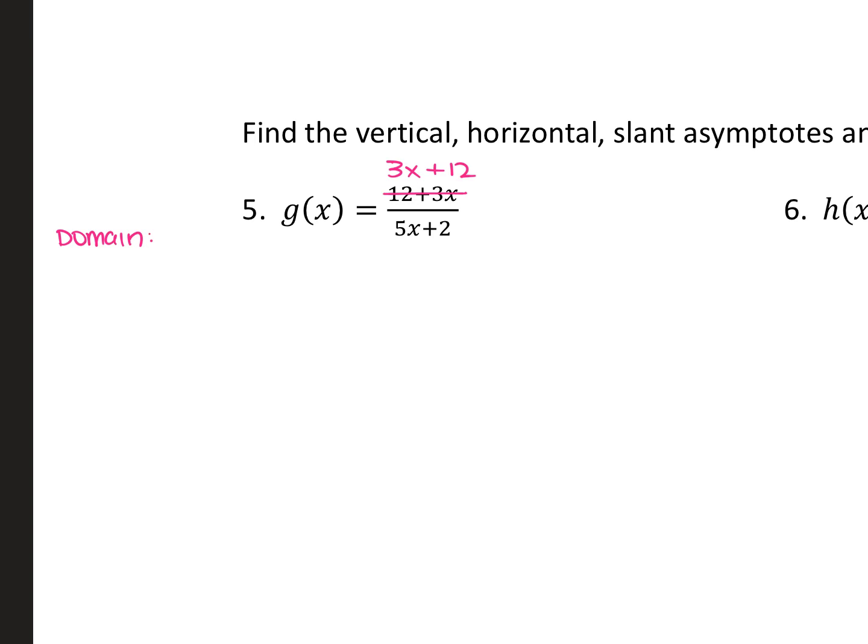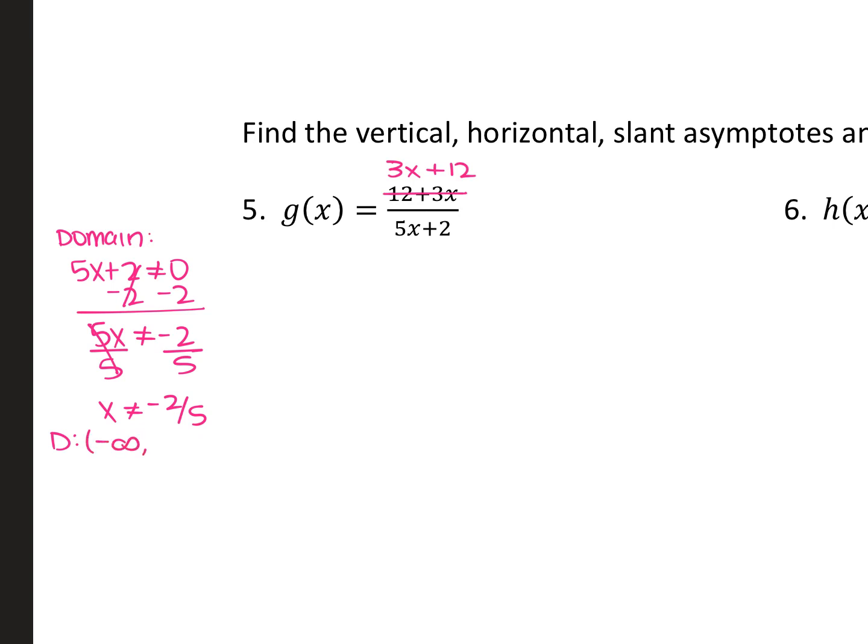Take the denominator, in this case it's the 5x plus 2, set it not equal to 0, and solve. Move your 2 over, subtract it from both sides. You have 5x is not equal to negative 2. Then divide each side by the 5. You have x cannot equal negative 2/5. You're putting this into interval notation. So that means you're going from negative infinity to negative 2/5 with a union from negative 2/5 to positive infinity.